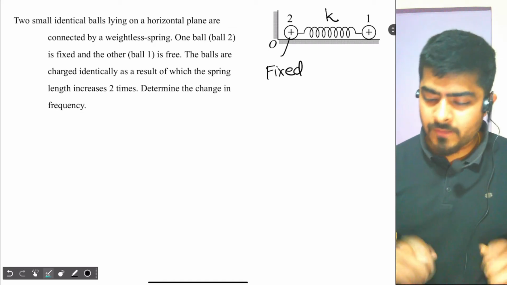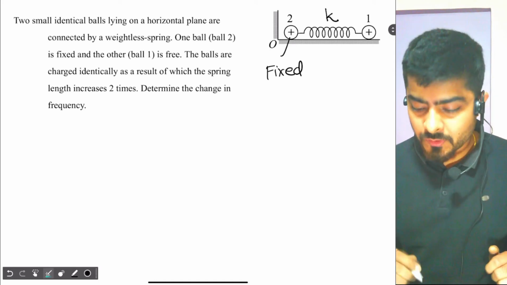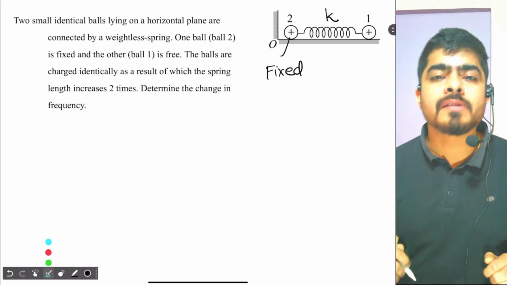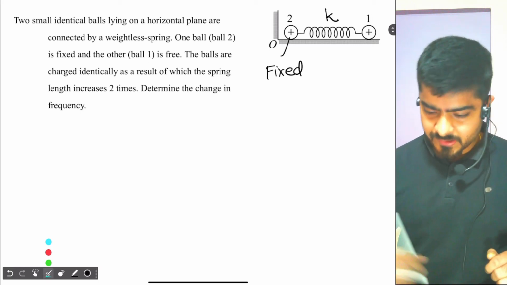Hello students, so here we have a new question. This question is based on electrostatics and simple harmonic motion. There are multiple concepts involved in this question, but even then it's not very difficult. Okay, it's easy to understand.